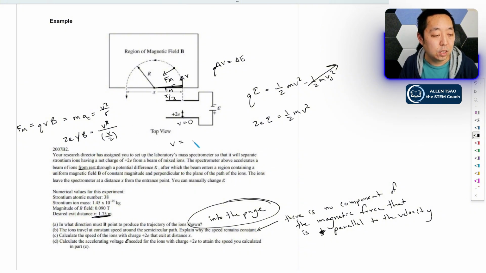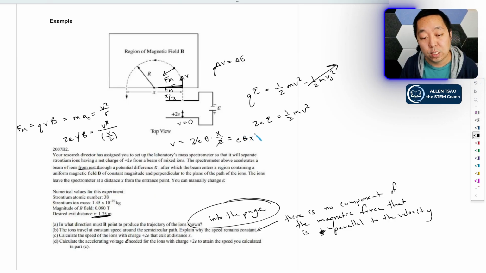You're going to get 2eB times x over 2. The 2's cancel. You get eBx. And we know what B is. We know what x is. And we know e is 1.6 times 10 to the negative 19. So that's the speed that we want.